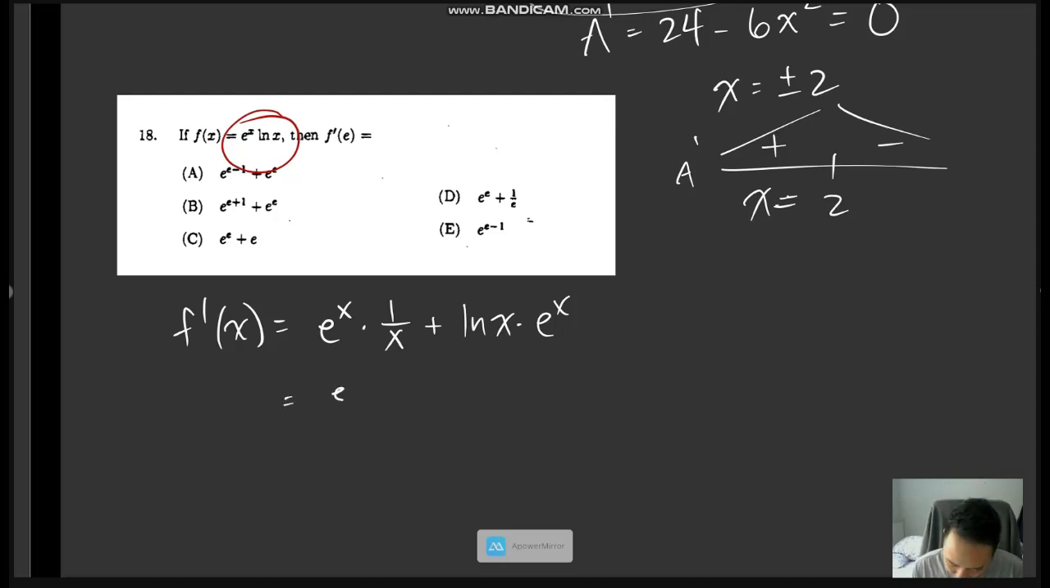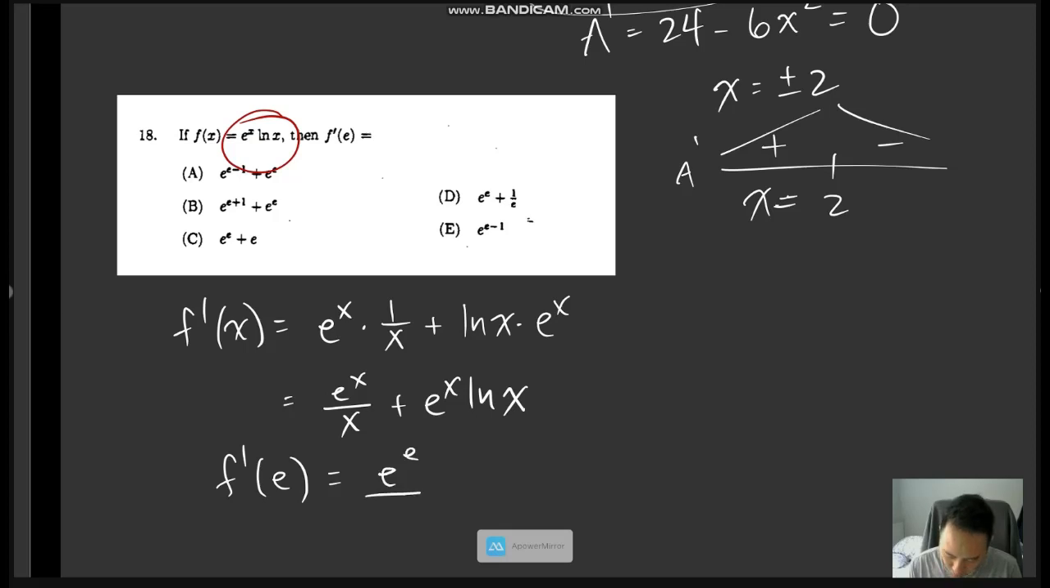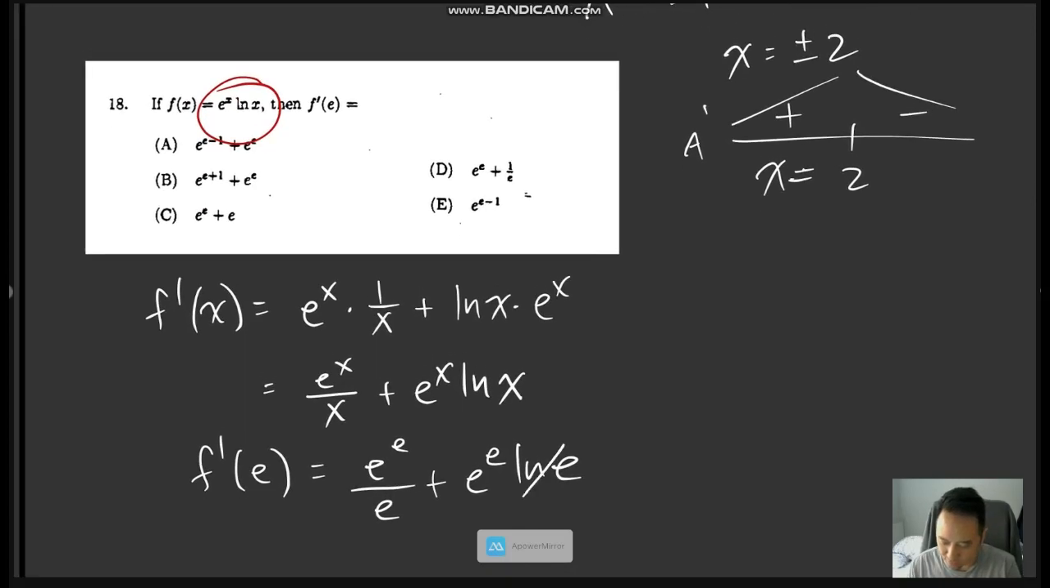And I'm going to combine these two a little bit, simplify a little bit to see what's going on. I'm going to put e to x in front here, natural log of x, cool. And then now we have to substitute e for my x in my prime, right? So I get e to the e over e plus e to the e and the natural log of e. Well, I know natural log of e goes to just 1. So I have e to the e over e plus e to the e.